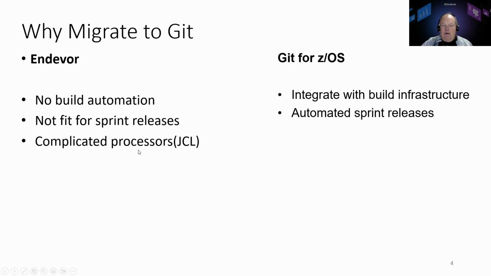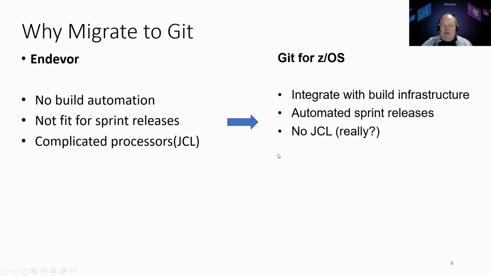And Endeavor, the processors where the JCL was a complicated process. And this grew out of years and years of experience. There was overrides in them. There were so many different JCLs for so many different versions of CICS and IMS and zOS that it became very complicated to handle. With Git for zOS, there's no JCL. We do everything under USS.